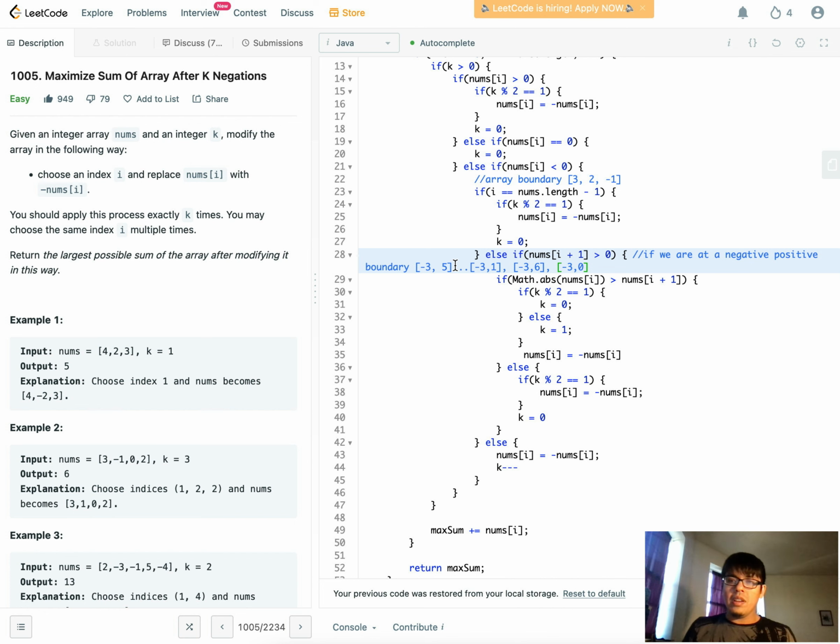Well, in one boundary condition, the absolute value of the left number is larger than the next number. If the absolute value of the negative number is larger than the positive number, then we definitely want to make sure that negative number is not what remains, and the next positive number, if there are any k left, if k is greater than 0, we want to make sure that positive number becomes negative.